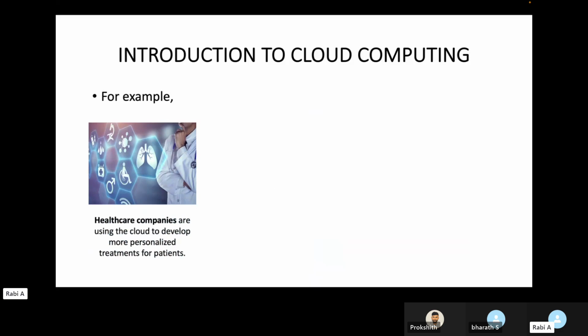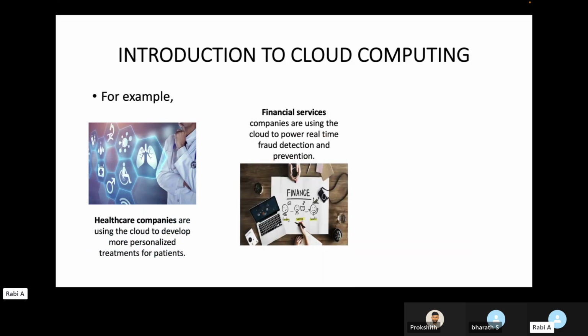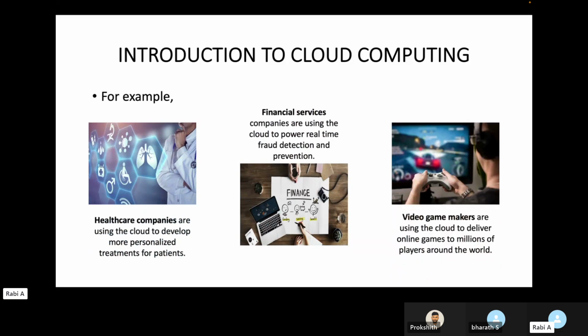For example, you have healthcare companies who are using these cloud services to develop more personalized treatments for patients. You have financial services who are using the cloud to power real-time fraud detection and prevention. And then you have video game makers who are using the cloud to deliver online games to millions of people around the world. So basically, there are lots of domains using these cloud services as part of their infrastructure to run their software, to run their applications, and host the applications for the end users.